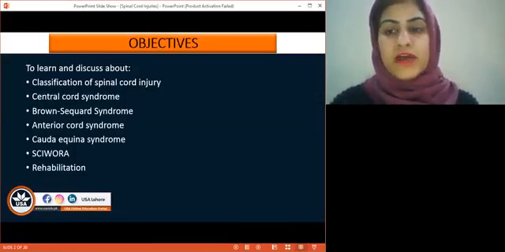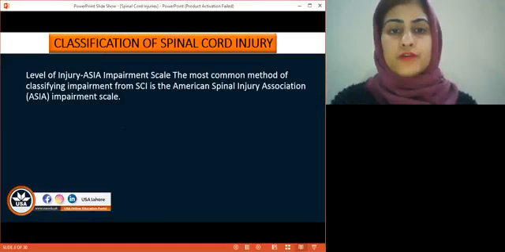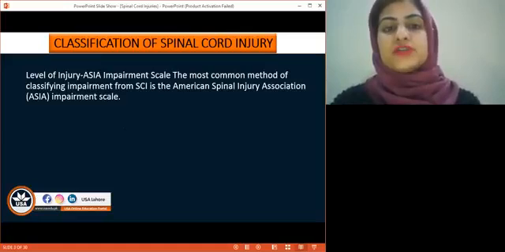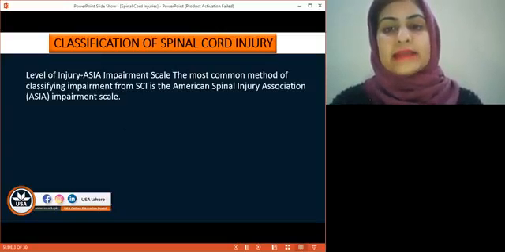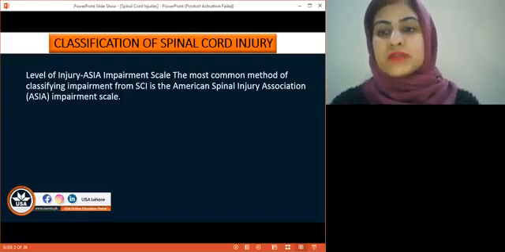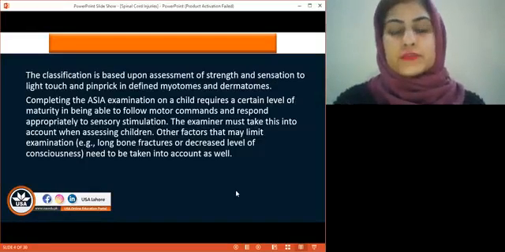So with all the good vibes and positive energy, let's start today's lecture. First of all, we will discuss the classification of spinal cord injury. Basically, there is an impairment scale which is used in order to know the classification of spinal cord injury. The scale is known as the American Spinal Injury Association Impairment Scale. The scale helps us know the level of injury.